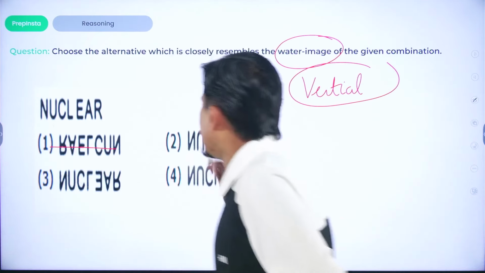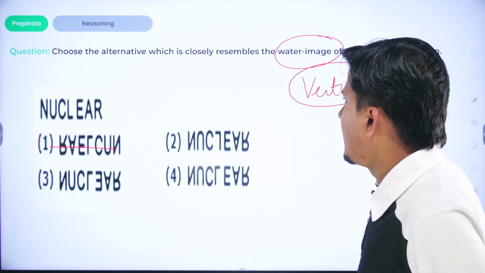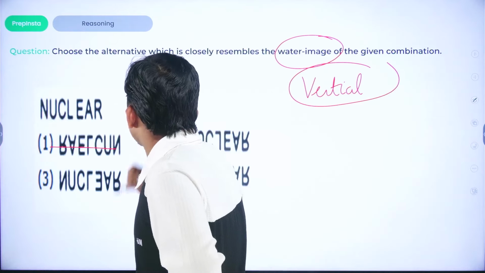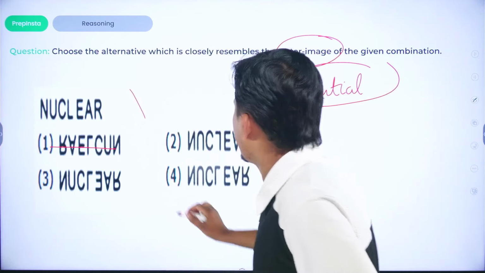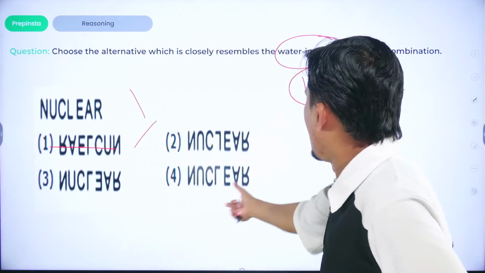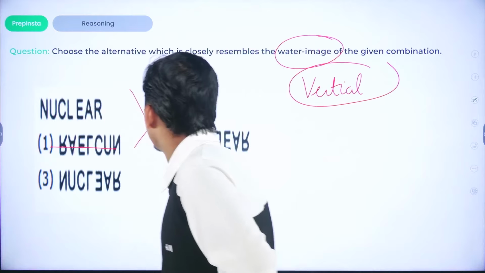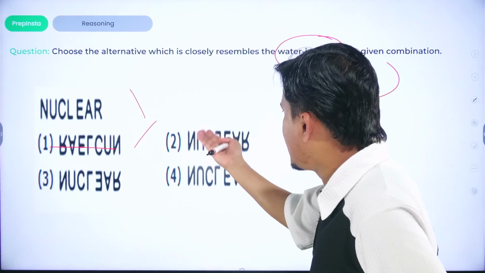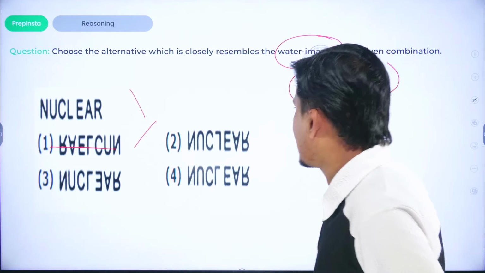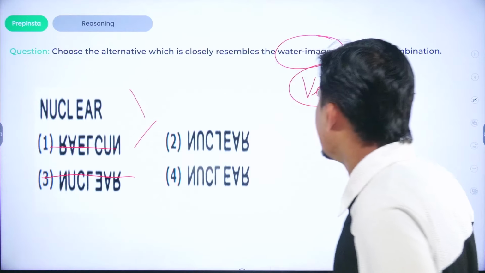So this option would be eliminated. Cool. And in N there is this particular object, so the mirror would be like this. So all these options would be correct. Then we have to check the orientation of U. The orientation of U would be upside down when we check the options, so this would be eliminated.